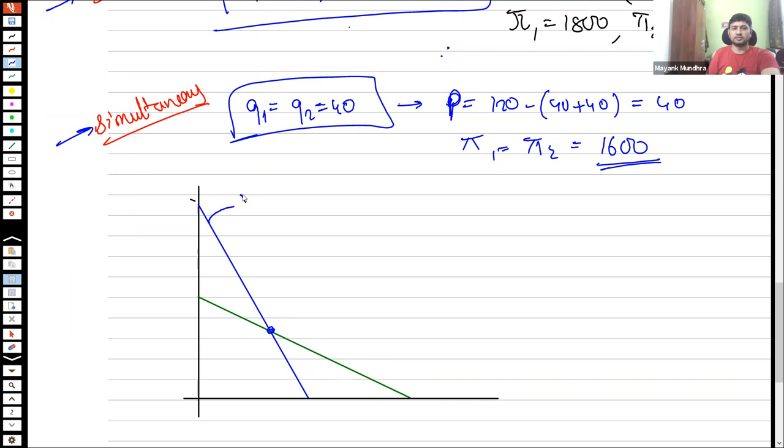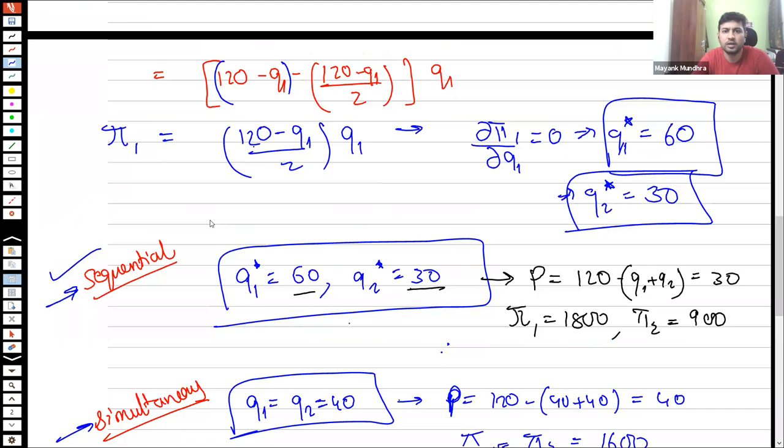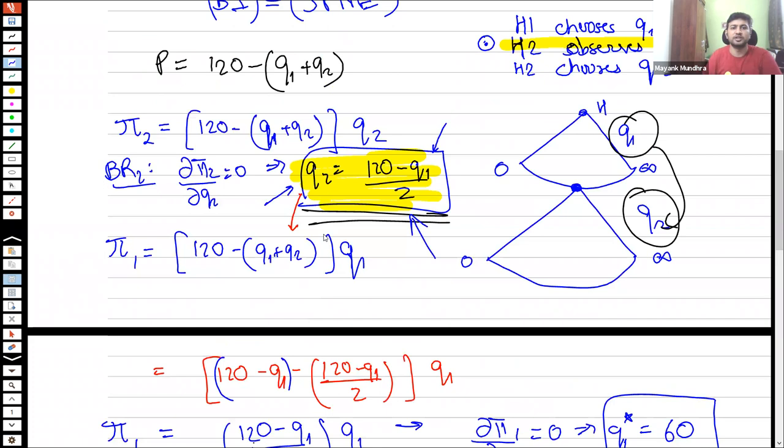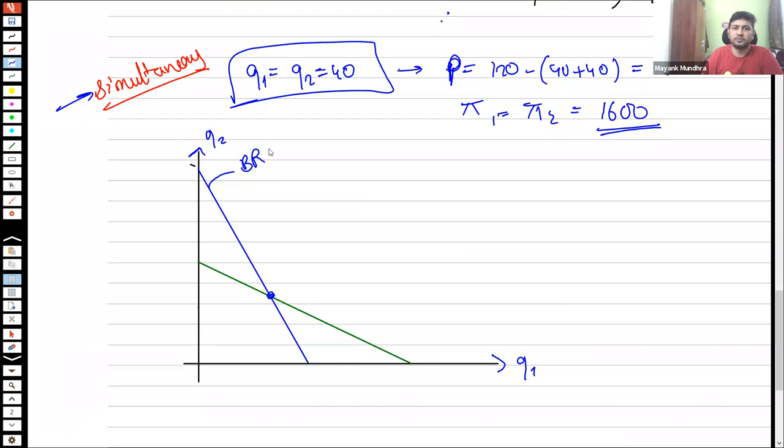Okay, so let's say this is the best response of an agent. This is Q1, this is Q2. So when Q1 is 0, Q2 is 120. The best response of agent 2 is Q2 equals 120 minus Q1 by 2. So when Q1 is 0, Q2 is 120. So this is the best response of agent 2.